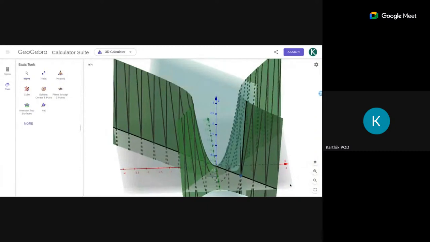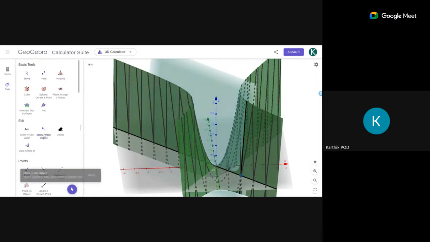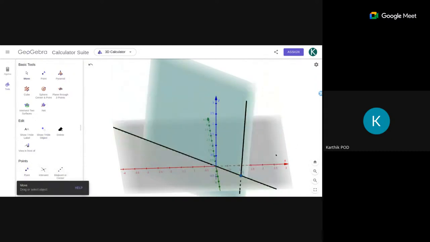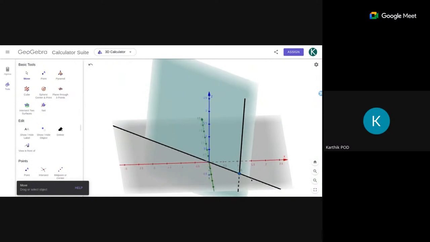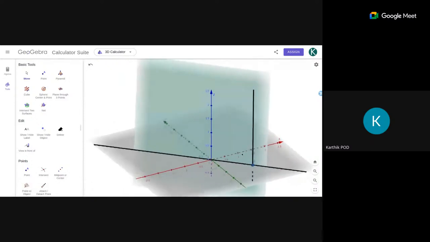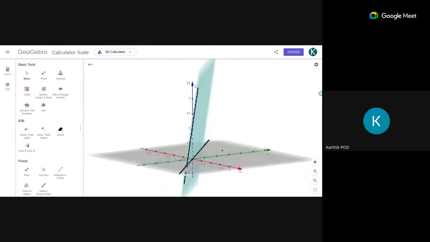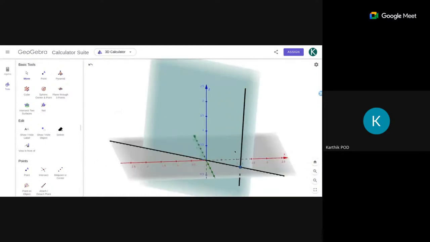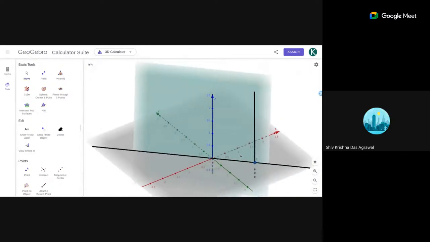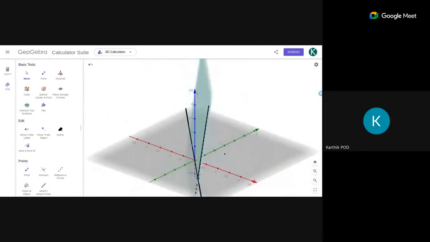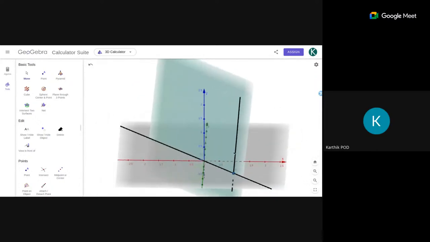So if we know... You can hide that. So where is the point? The point is here, right? So this point is actually on the xy plane. So that's why it's not very... We hide the surface. Okay, so if you intersect, can you see that the point actually lies on the plane? Yes, sir. Okay, the point lies on the plane, and this is a tangent to this.